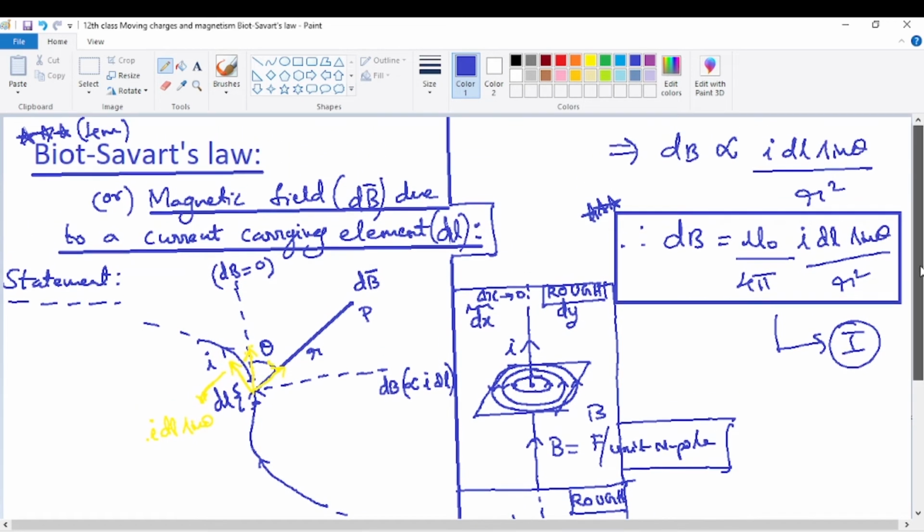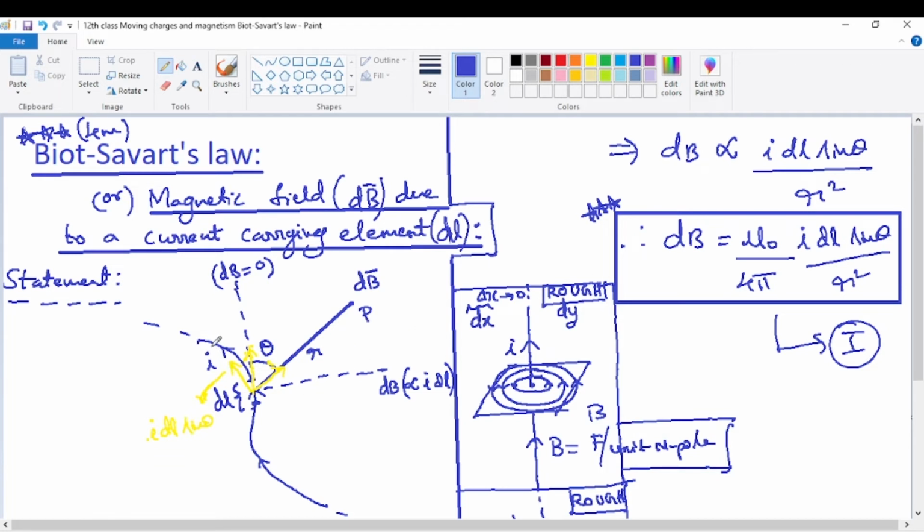Whatever things we are seeing here are simple. Nowhere is any complication there. And what is mu naught called? It's called the permeability of free space. Already we have seen this in magnetism. So this is the equation for the Biot-Savart law, the magnetic induction due to a current carrying element at any point near it. This is only the magnetic induction due to a small element. It's a vector quantity, so dB bar should be coming.